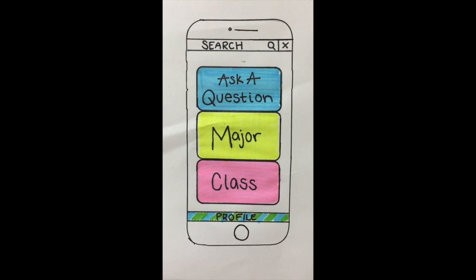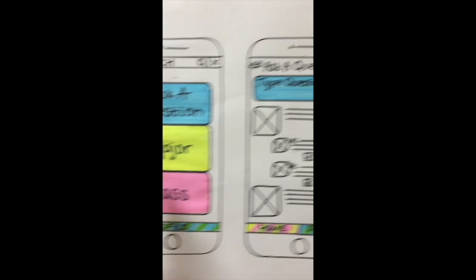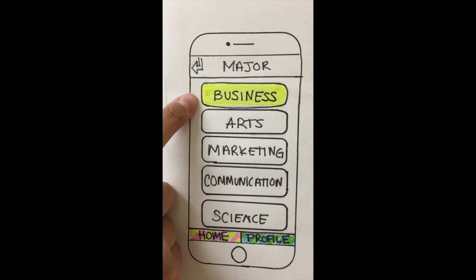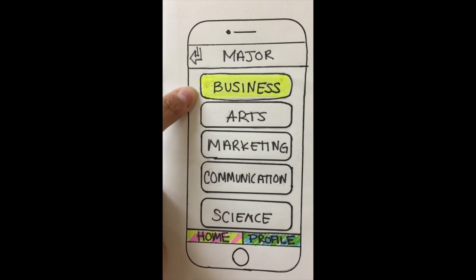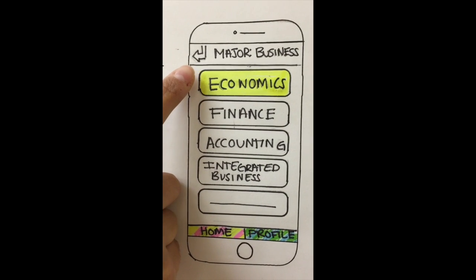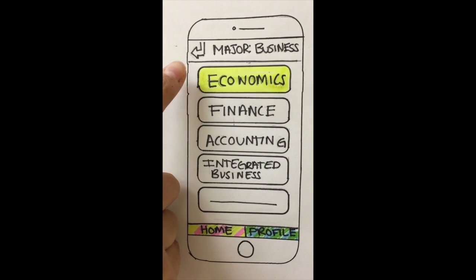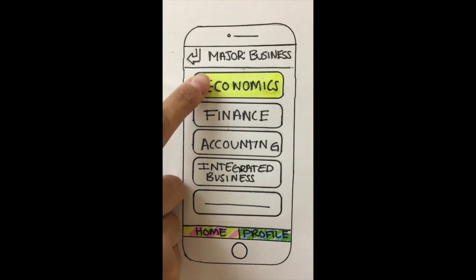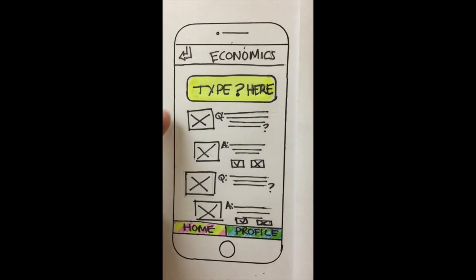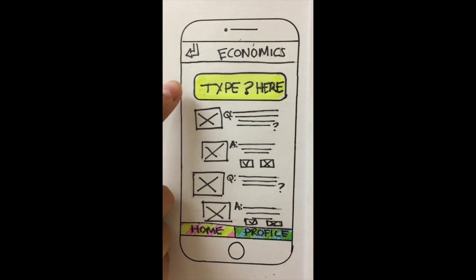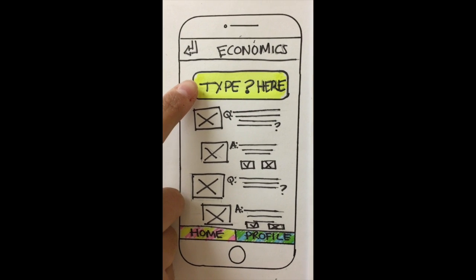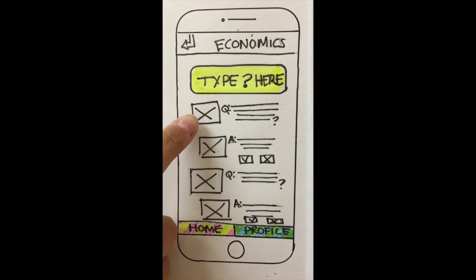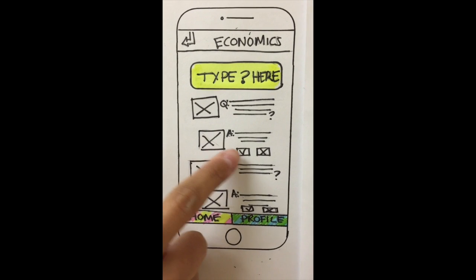So then you can also click on Major, and then it'll bring you to this screen where you can pick from multiple options in the majors. So we can click on Business, and then it'll take you to subjects within business that you can pick. So then you can click on Economics, and then it'll bring you to the next screen where you can type your question about the class that you're looking for in economics. And then it'll show your question and then other people's answers and whether or not they were helpful.